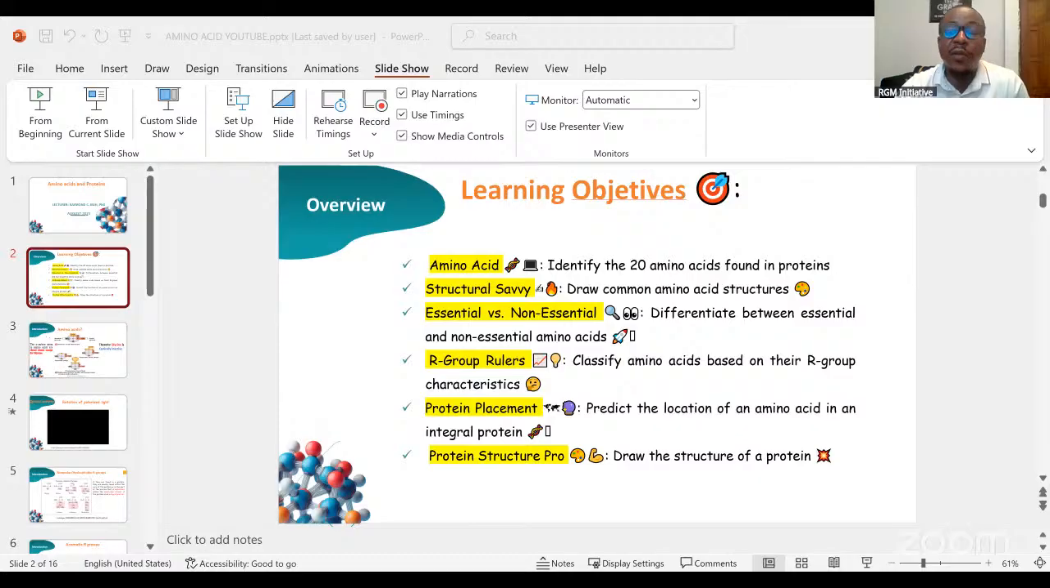So we are looking at the protein placement, where we can actually predict the location of an amino acid. For example, if an amino acid is found in a protein, where likely will the amino acid be found in that protein? And this is actually determined by the characteristics of the amino acid.